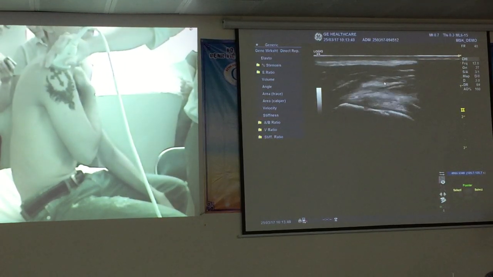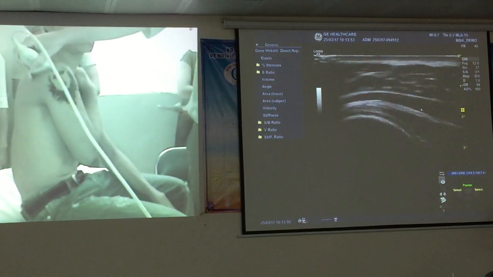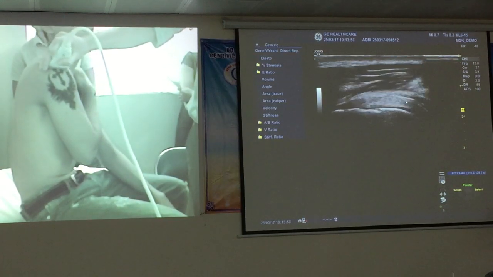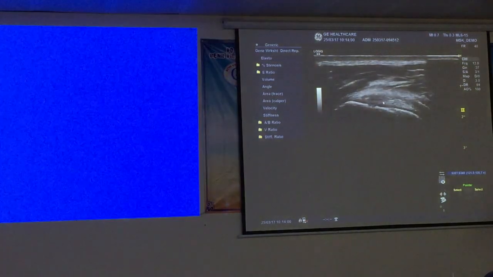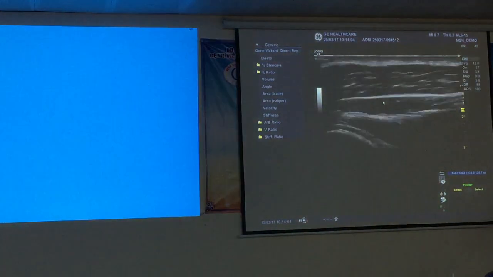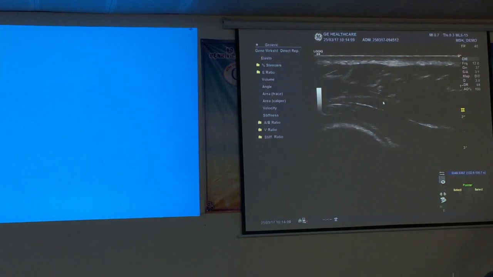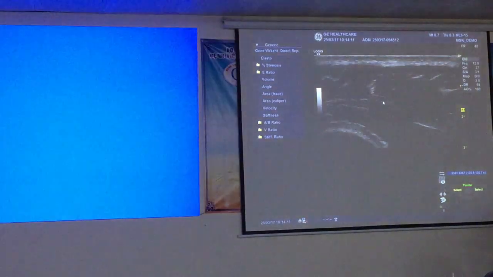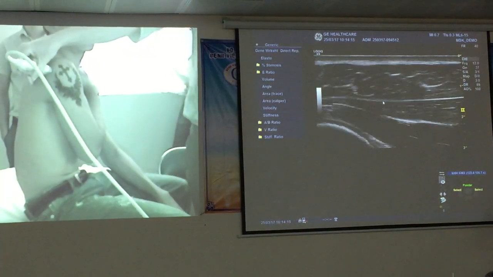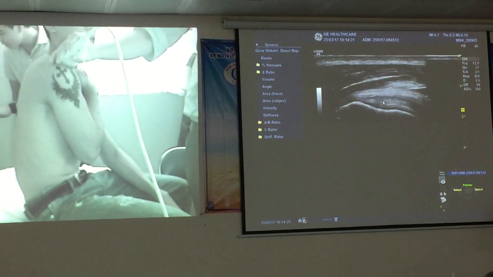That is the infraspinatus muscle, and then rotate anteriorly. We rotate the probe forward along the axis of the infraspinatus. You come into the musculotendinous junction of the infraspinatus, and this is the infraspinatus tendon just here. Then we move the probe along the path to its insertion at the greater tuberosity. So from here, we rotate around, rotating the probe forward.